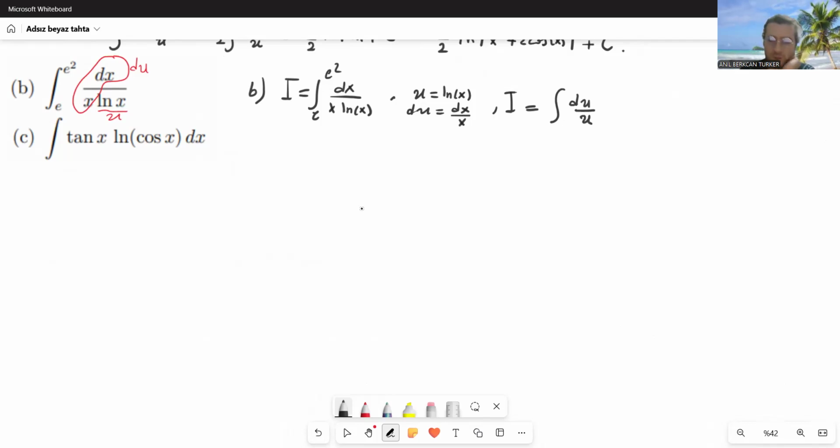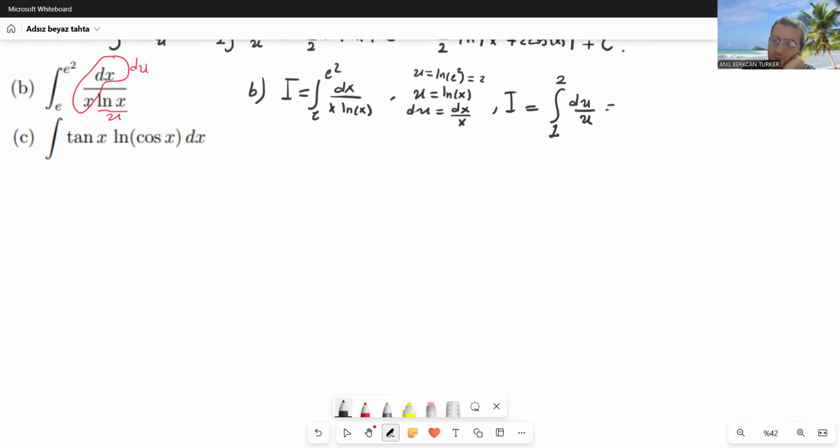What about boundaries? You need to also change the boundaries. When your x is e, you need to put back in your substitution. So u becomes ln e. What happens? It is 1, right? When you put e squared, then it becomes 2. So it is your boundary.